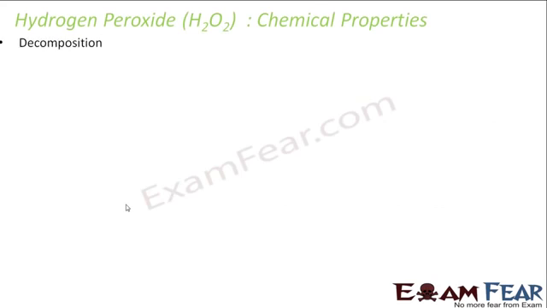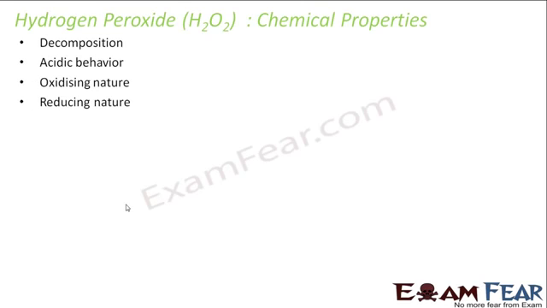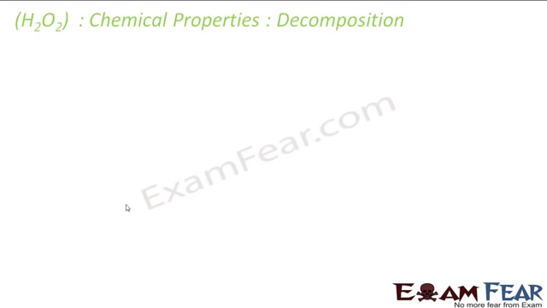So let's see some chemical properties of hydrogen peroxide. We have properties like decomposition, acidic behavior, oxidizing nature, reducing nature, and bleaching action. We'll study all these properties of hydrogen peroxide now. Let's talk about the decomposition property.